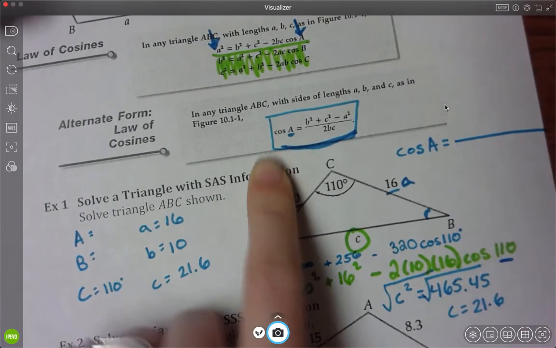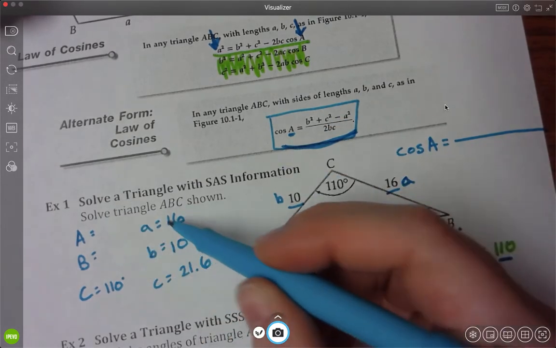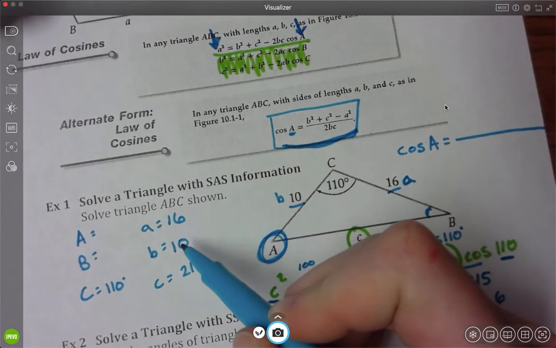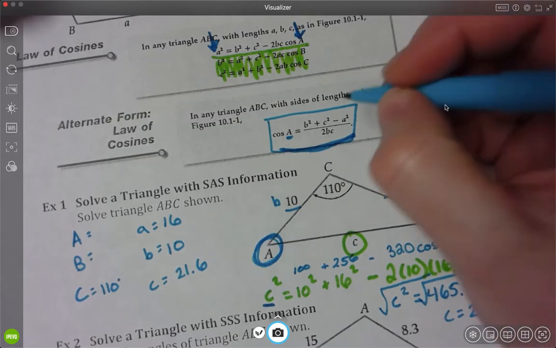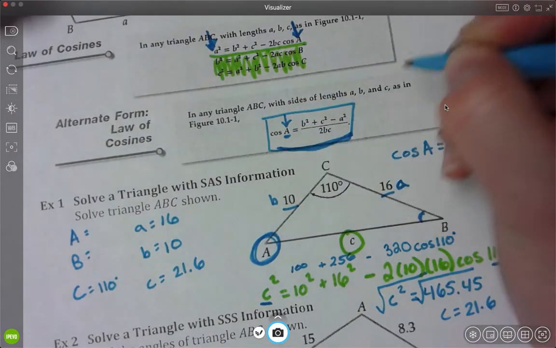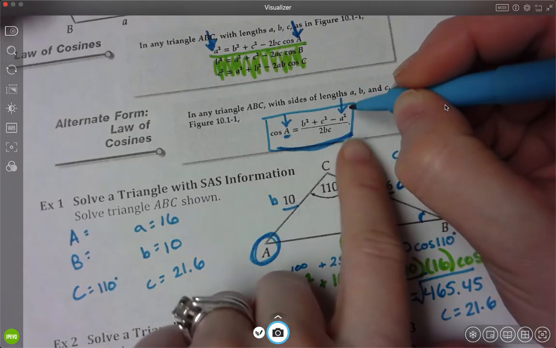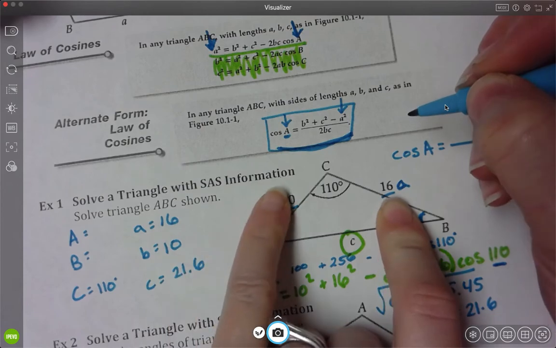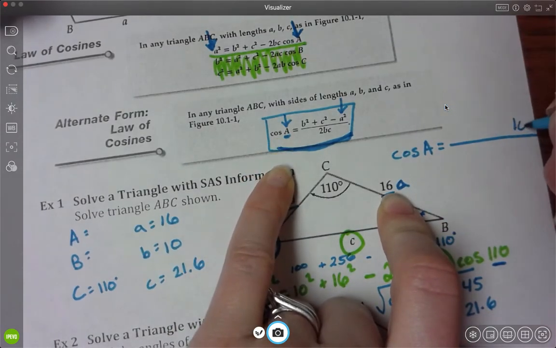Okay, now I have my other two sides. I have all three sides, I guess: 16, 10, and 21.6. The one I really want to pay attention to is this: if this is my angle A, then this has to be my side A that I'm talking about. Side A is the one opposite from angle A that I'm solving for, and that has to be 16. So this has to be 16 squared.